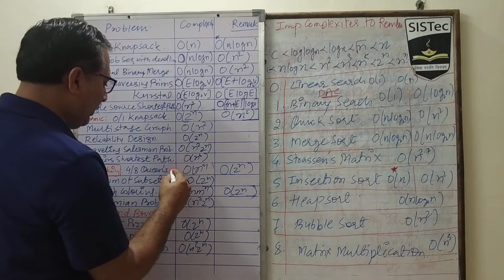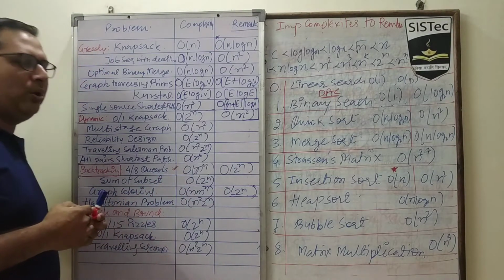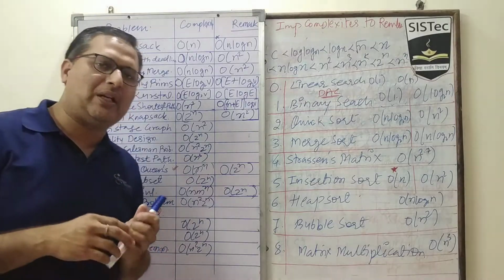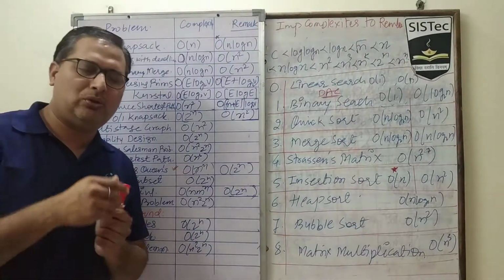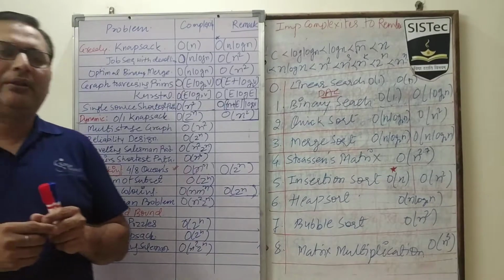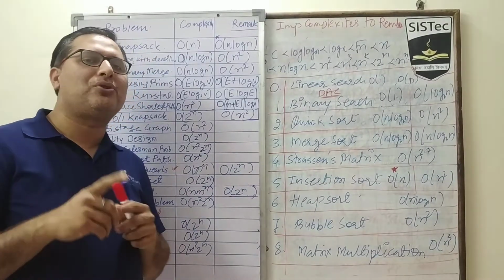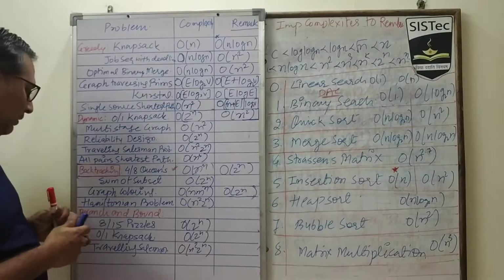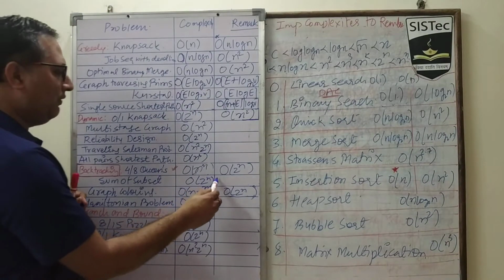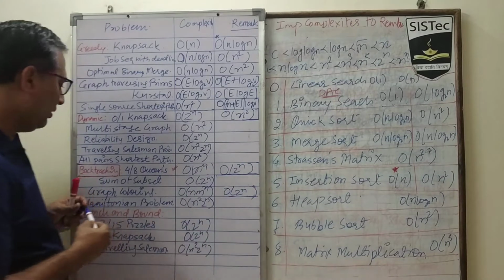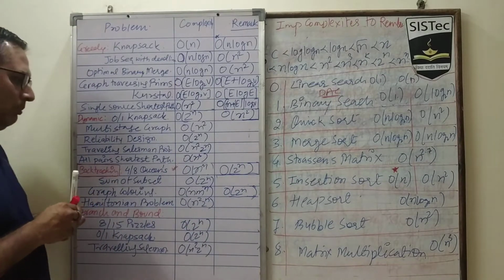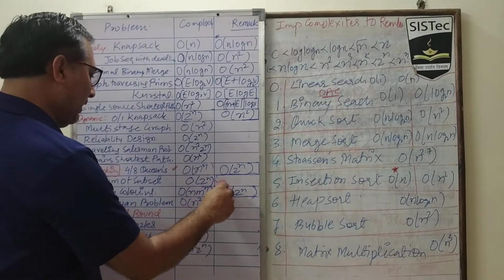So 4 queens or n queens problem, here on a chessboard of 4 cross 4 we have to place 4 queens such that no 2 queens will cross each other, or you can say they attack each other. Here it means row wise, column wise or diagonally no 2 queens should attack each other. So here the complexity will be of the order of 2 to the power n. Sum of subset problem, the complexity will be of the order of 2 to the power n.